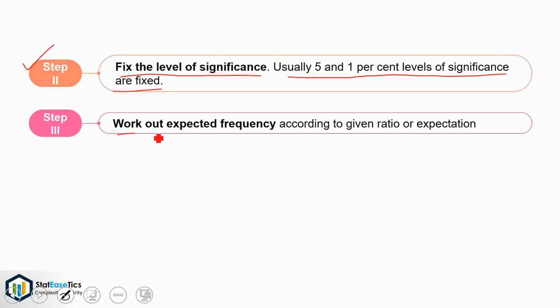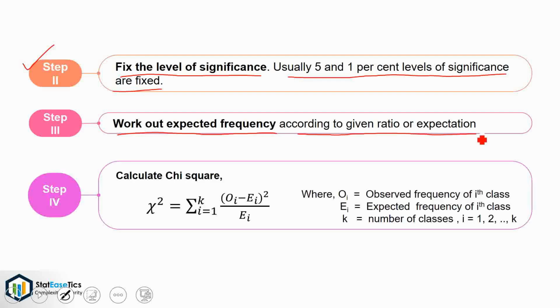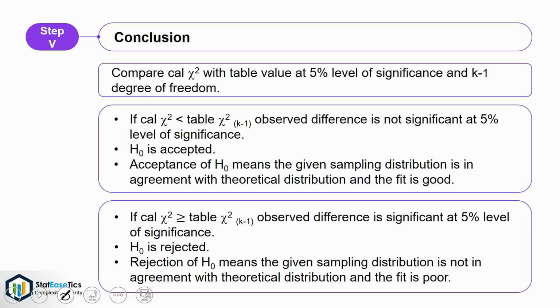Step 3, work out expected frequency according to given ratio or expectation. Step 4 is to calculate chi-square using the formula chi-square is equal to summation i equal to 1 up to k, (oi minus ei) square divided by ei, where the variables are as given. Step 5 is conclusion. Compare calculated chi-square with table value at 5% level of significance and k-1 degrees of freedom.